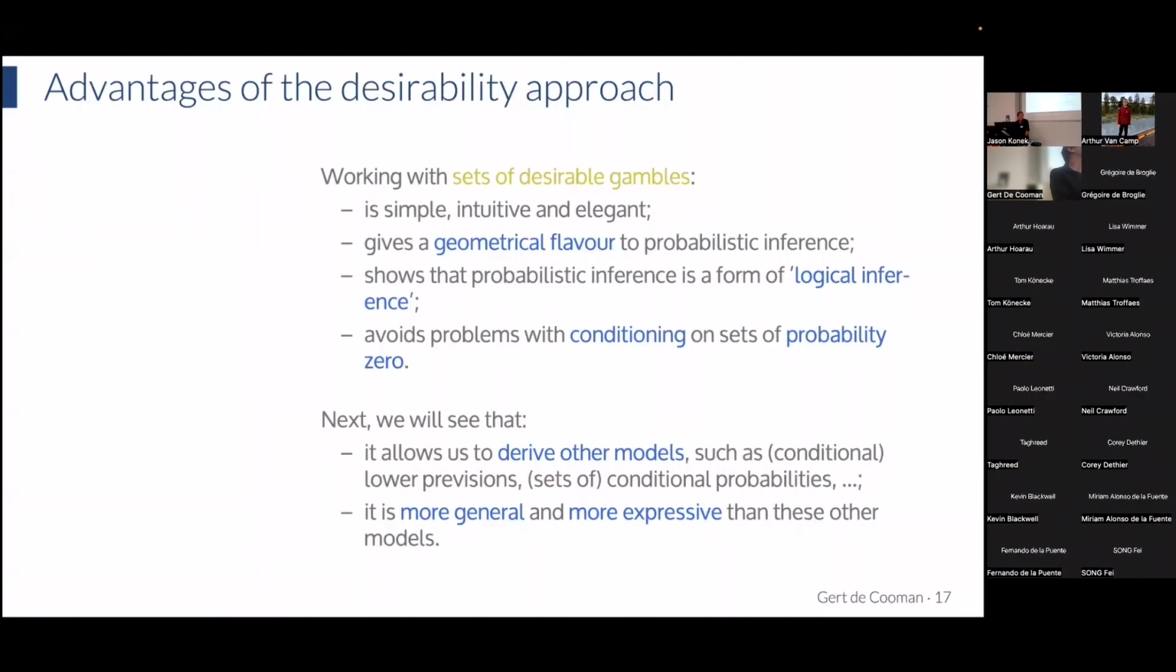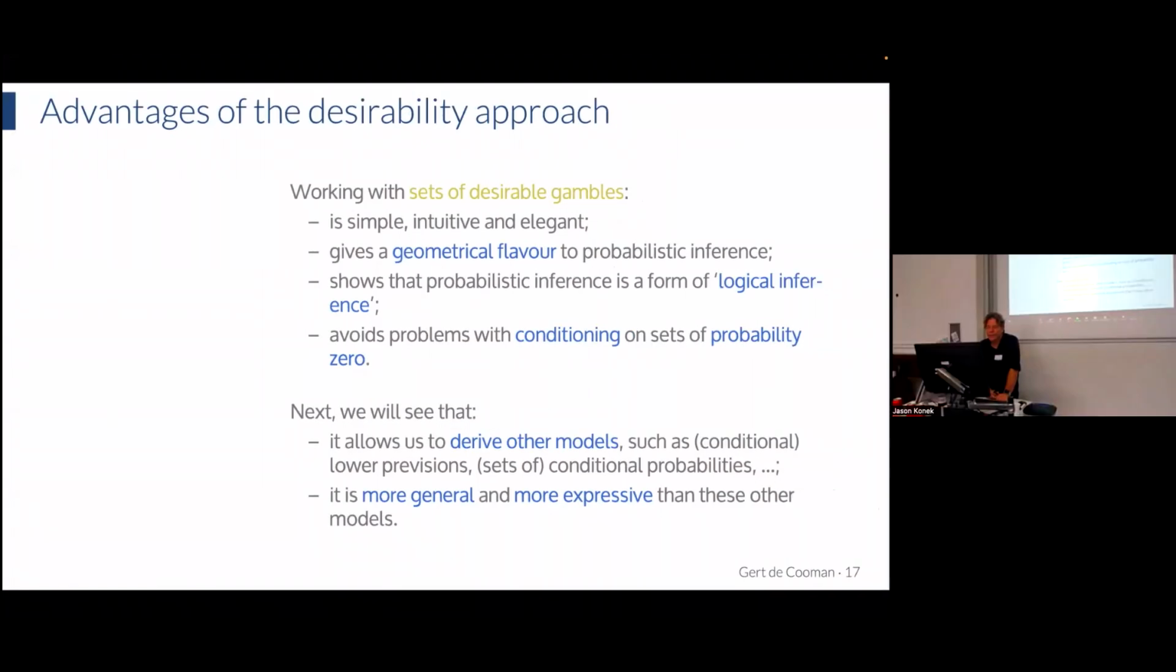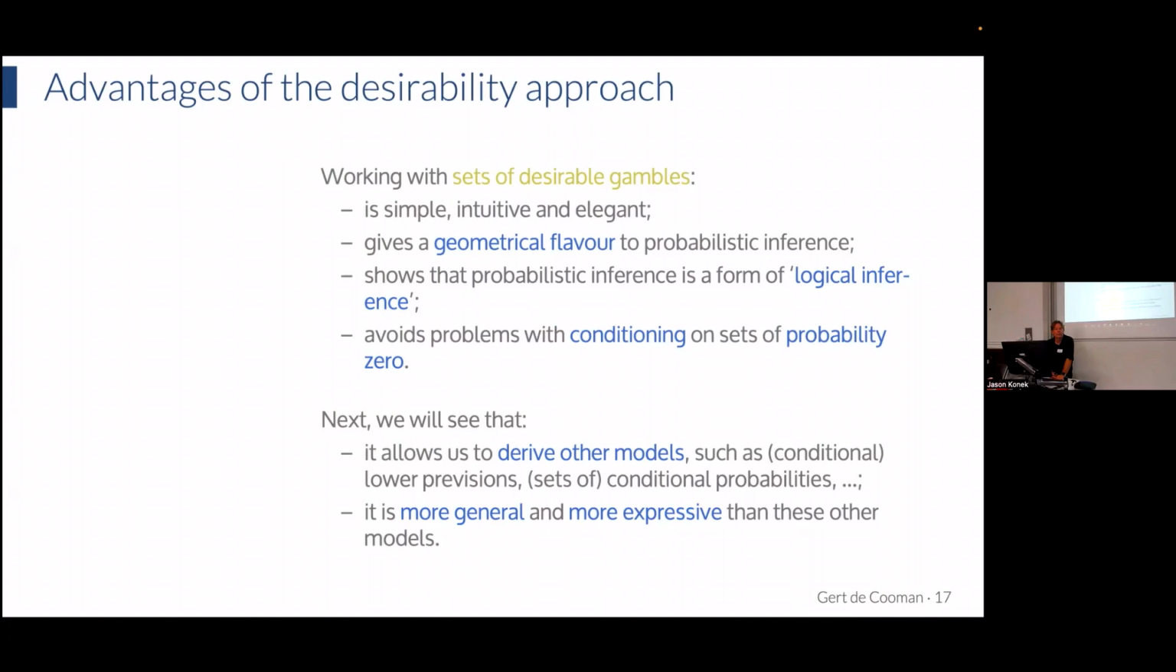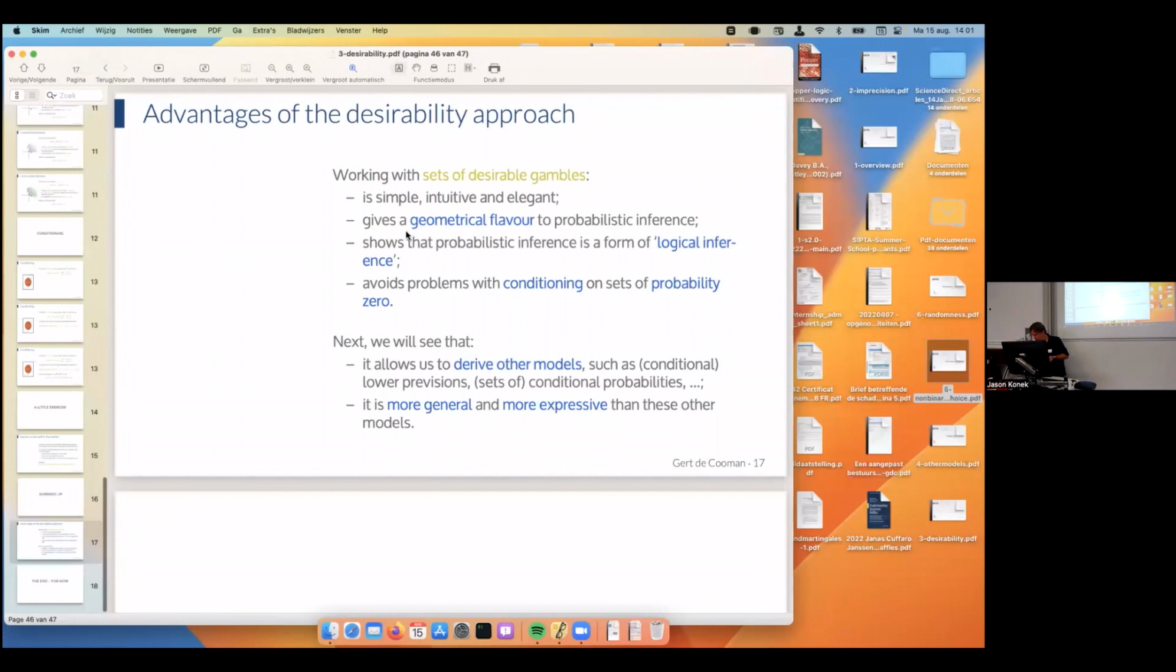And elegant. It gives a geometric flavor to what we know as probabilistic inference. It shows that this probabilistic inference is some form of logical deduction, and it avoids problems with conditioning on sets with probability 0. What I'm going to show next is that it allows us to derive the other models, such as lower expectations, sets of conditional expectations, and so forth, but that it is more general and more expressive than these models. So that's what I'm going to turn to next.